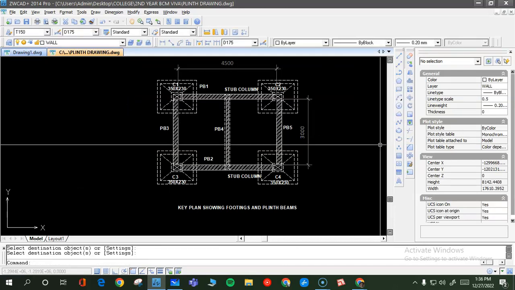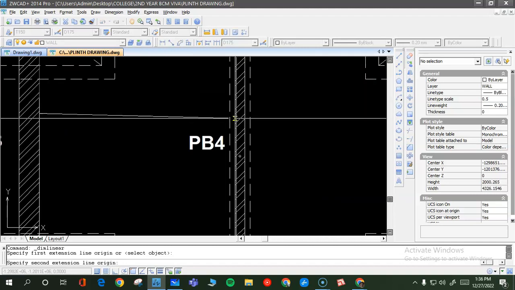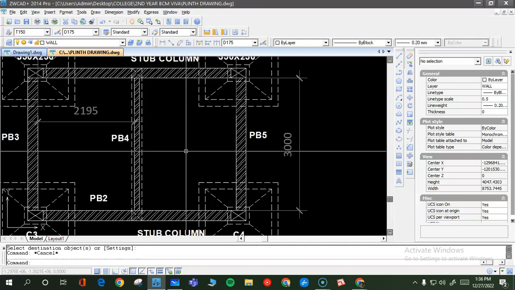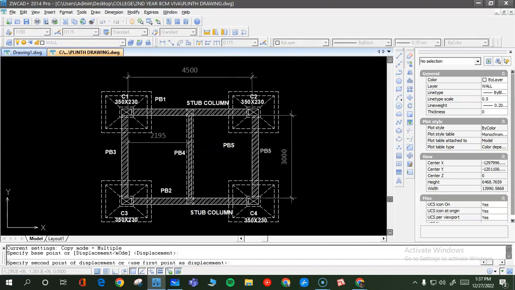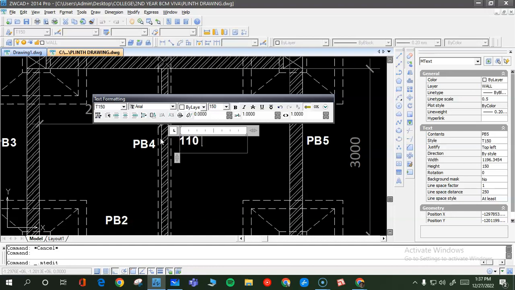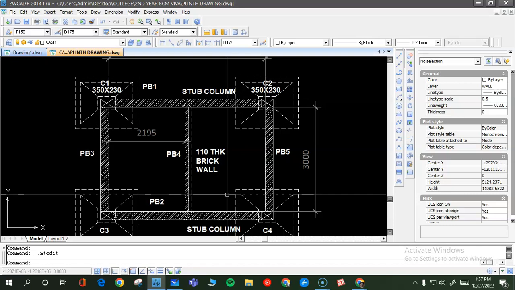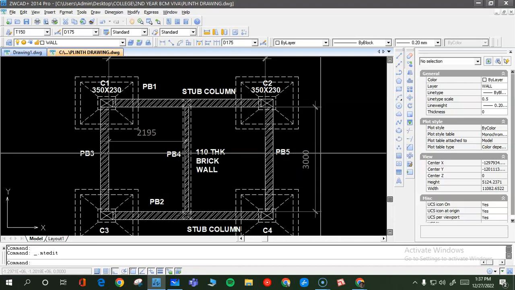So give the dimensions. You can also give the dimensions of the room. Maybe this dimension you can give one, at one point also you can give one dimension. So this will be something like this, because this has been divided into 2 parts. Now here you can write specifically that this is a 110 thick brick wall. So just write it here. Whatever information you want to give, just write it. Show it with the help of an arrow. 110 thick brick wall. Here you can write 230 thick brick wall.